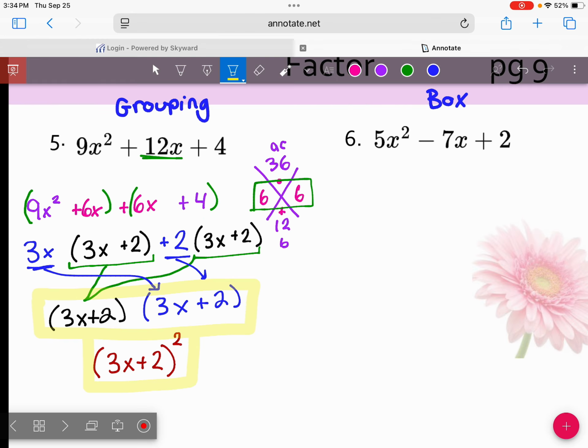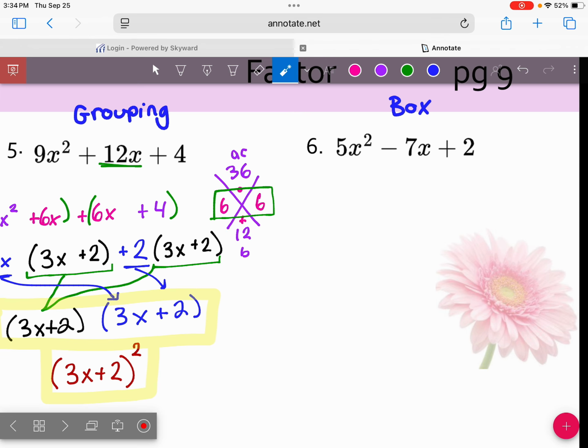So factoring by grouping gives us this answer. It's exactly what we would get using any other method. We could use bottoms up, we could use the box, we could use guess and check, any number of techniques we have for factoring.